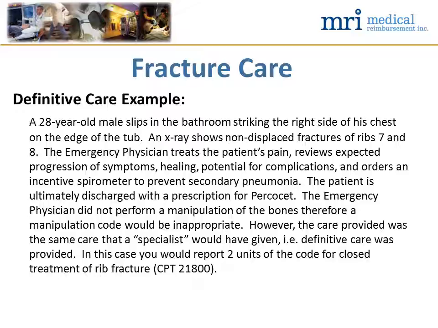In this case, the emergency room physician did not perform any type of manipulation of the bones, so it would be inappropriate to bill a fracture care code with manipulation. However, the emergency room physician in this case did provide the same care that a specialist would have given this patient, which means the emergency room physician did provide definitive care in this situation. So for this case, you would bill CPT code 21800 with 2 units for the closed treatment of the rib fractures. But you would also bill a 54 modifier because the ER physician is not providing any follow-up care.